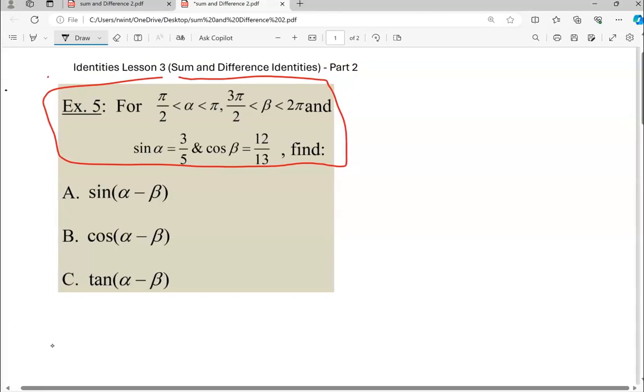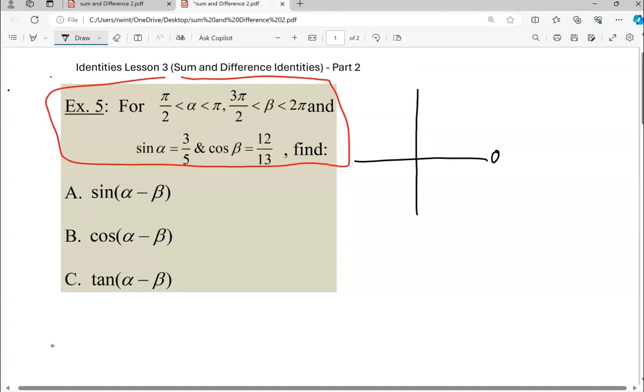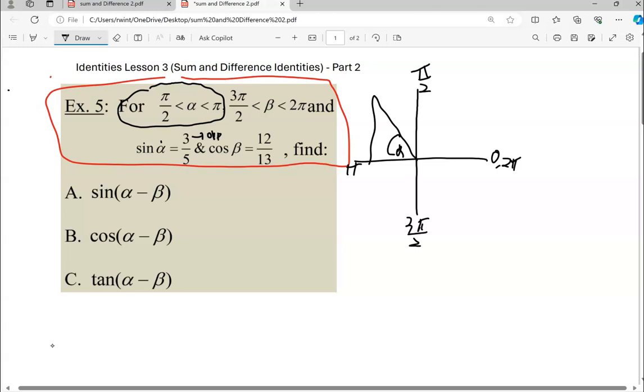So first thing I'm going to do is draw two triangles. I'm just going to make a little unit circle here. That's 0, pi halves, pi, 3 pi halves, and 2 pi. And it tells me that angle alpha is between pi halves and pi, which is just another way of saying that it's in quadrant 2. So this is going to be angle alpha. And it tells me that sine of alpha is 3/5. So sine is opposite over hypotenuse. So my opposite is 3, my hypotenuse is 5.